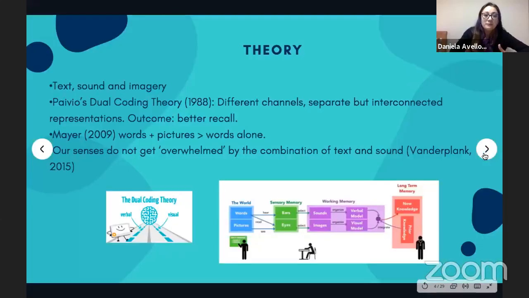As for the theory behind viewing, it has to do with the integration of text, sound, and imagery to foster comprehension and learning. Previous dual coding theory suggests that multimodal input is processed through different channels to create separate but interconnected representations. And here the outcome is better recall. Mayer claims that learning from words and pictures is better than words alone. It is very important to point out that our senses do not get overwhelmed by the combination of text and sound.